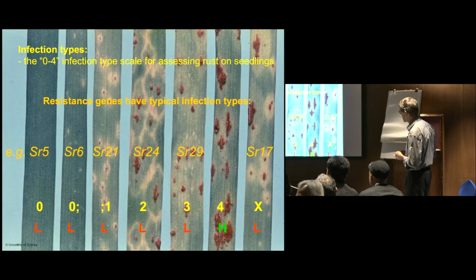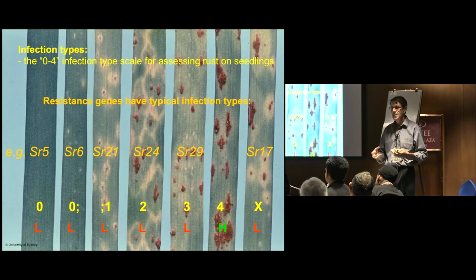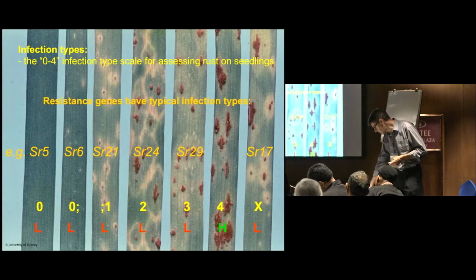So the Nort infection type is very typical of SR5, the stem rust resistance. The Nort FLEC, typical of SR6. This 1N or FLEC1 infection type we often see on SR21. The 2 infection type where we have the green islands, typical of SR24. The 3 infection type, SR29, the X of SR17. There are other genes that also give these infection types, but there are some typical infection types associated with each gene that also allow us to add information when we're doing this genetics work.